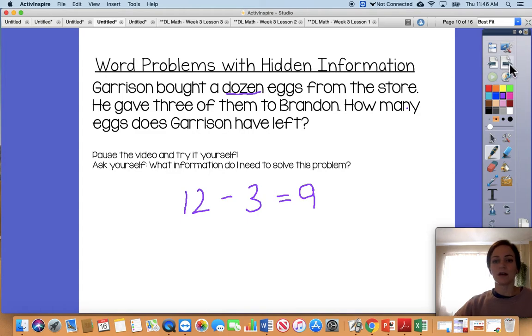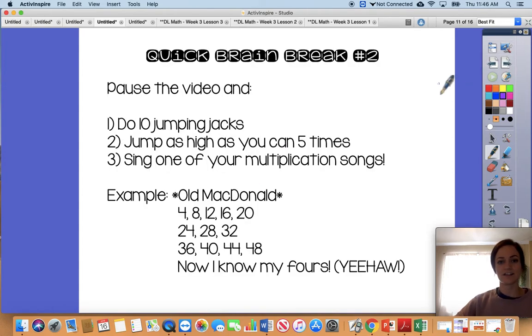Okay, all right. Here is your second brain break. So I want you to do 10 jumping jacks. I want you to jump as high as you can 5 times. And then I want you to sing another one of your multiplication songs. And I add that yeehaw for the 3A group. Go ahead and try to sing this song. Go.